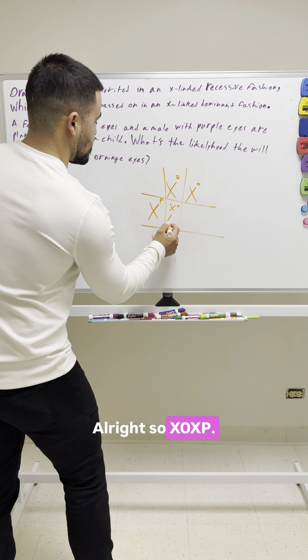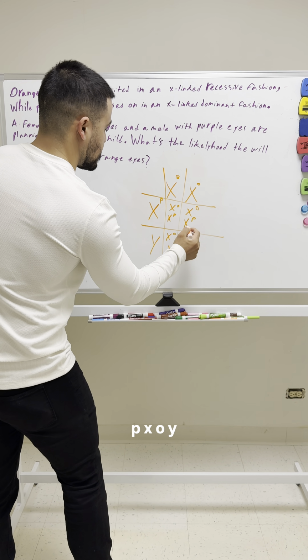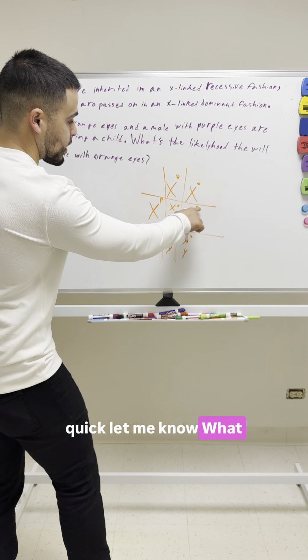All right, so X^o, X^P. So I'm just writing them on top of each other, but typically you would do them side by side. Okay, so X^oY, and then X^oX^P, X^oY. In the comments, really quick, let me know what colored eyes these females will have.